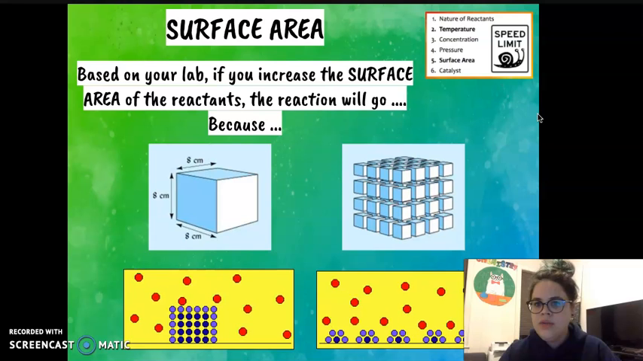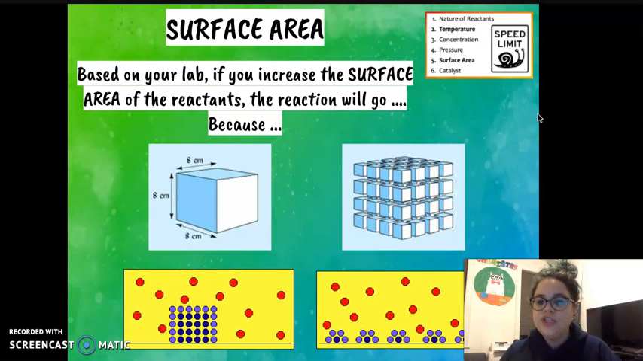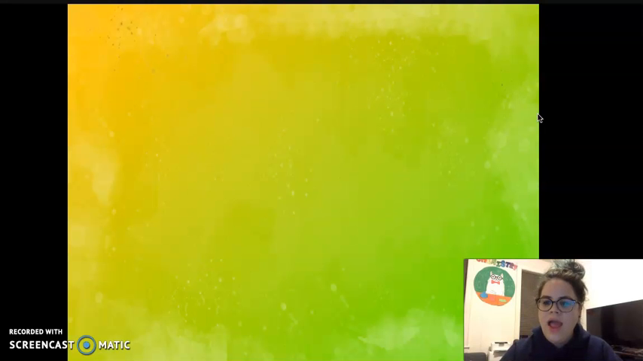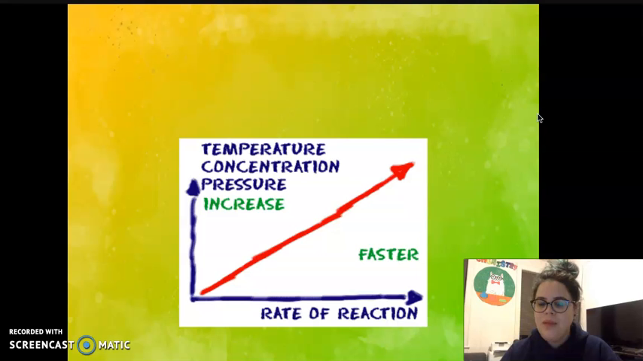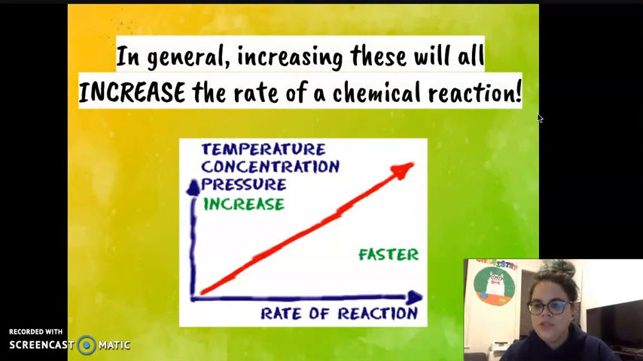So those are going to be the main things that we can change that will make a reaction go faster or slower. And hopefully you notice that it is a pattern. If you increase any of these, you are going to have an increase in your rate of reaction, okay? It's one of the few things in chemistry where kind of everything has the same effect.